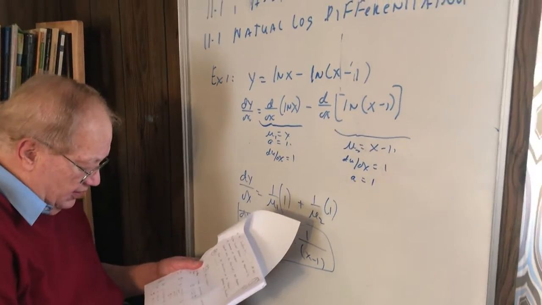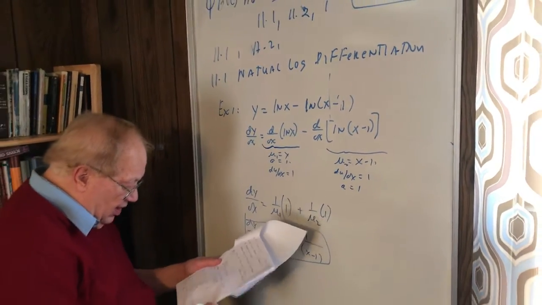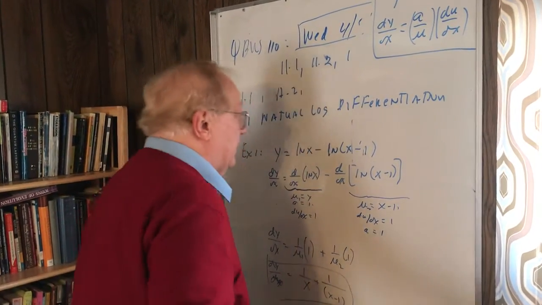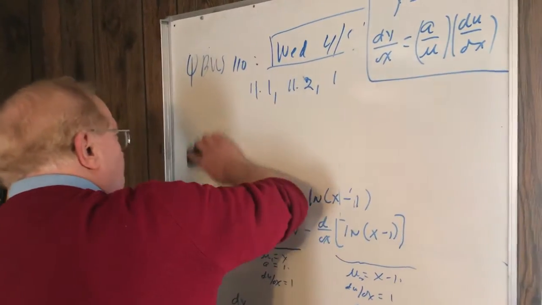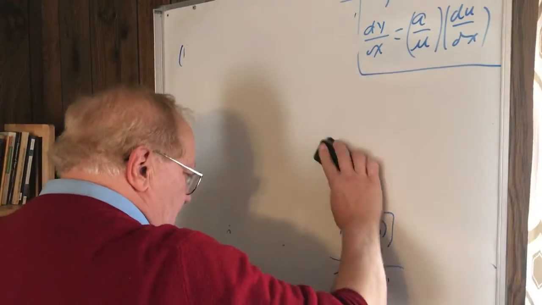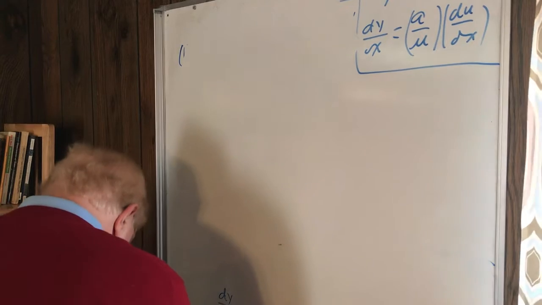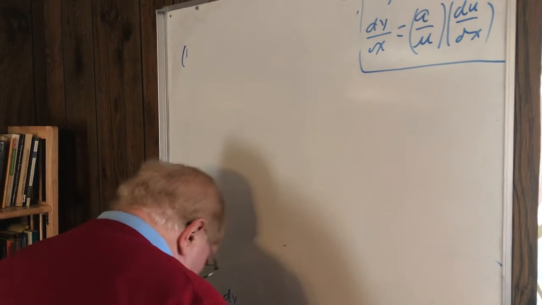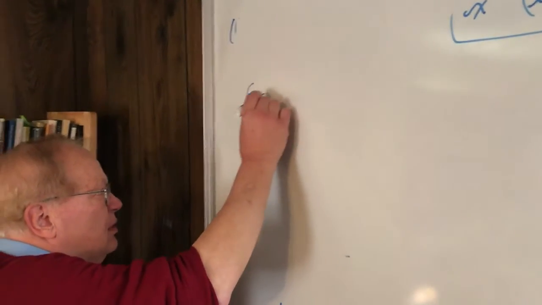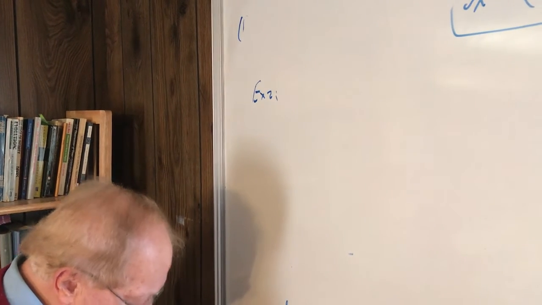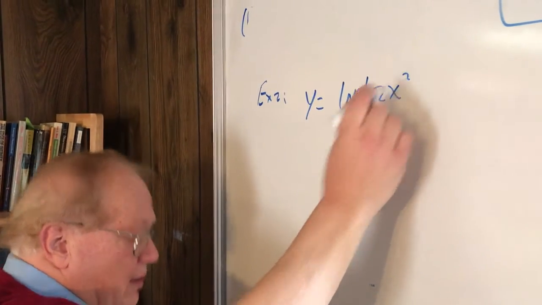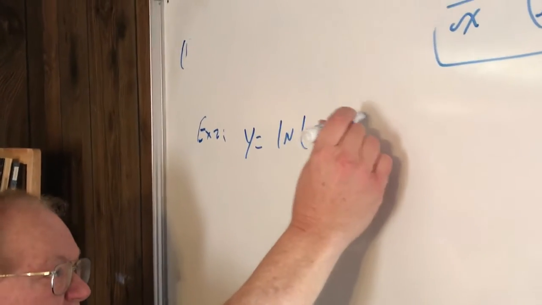Okay. So now we're going to do another one, trying to step up here in degree of difficulty. We're still on 11.1. As long as we're in natural logs, we're in 11.1. So let's do another problem. This example, we'll call it example 2. And what we get is y equals the log of 2x squared minus x.